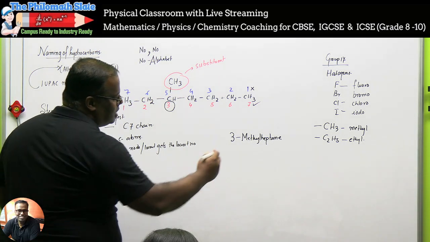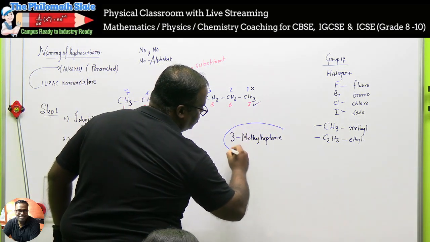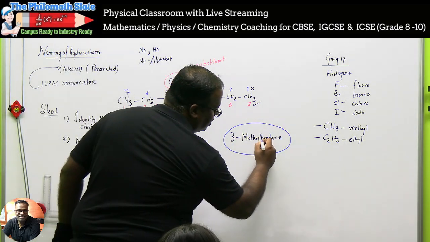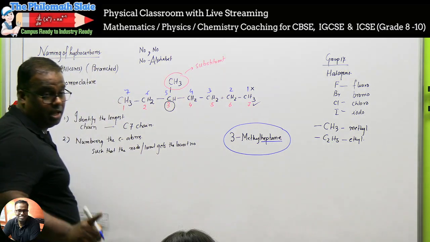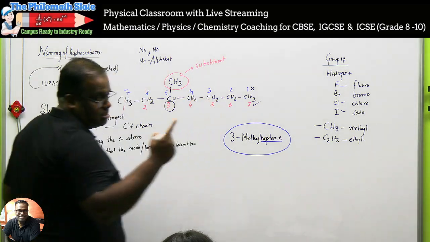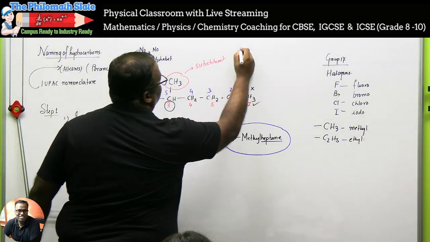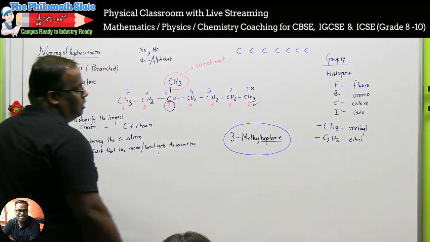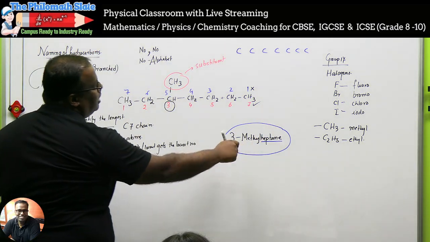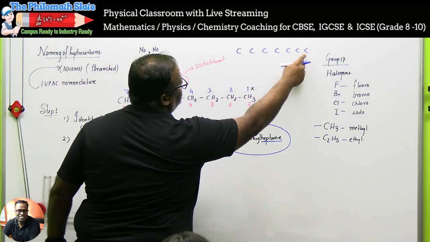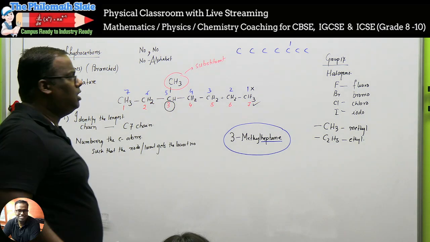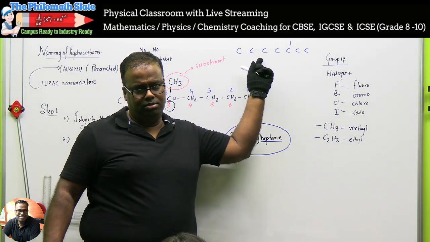Now suppose this name was given to you and you are supposed to draw the structure. What is the parent alkane? Heptane. Heptane means 7. 1, 2, 3, 4, 5, 6, 7. 3 नंबर पे मिथाइल लगा हुआ है. 1, 2, 3 from any side. 1, 2, 3. I can make it from this side also. That doesn't matter. आप इधर से गिनोगे.